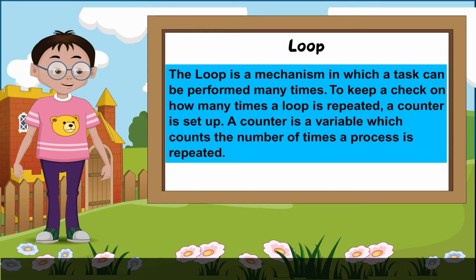Stop. Loop. A loop is a mechanism in which a task can be performed many times. To keep a check on how many times a loop is repeated, a counter is set up. A counter is a variable which counts the number of times a process is repeated.